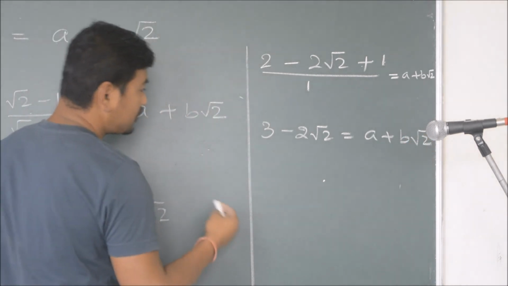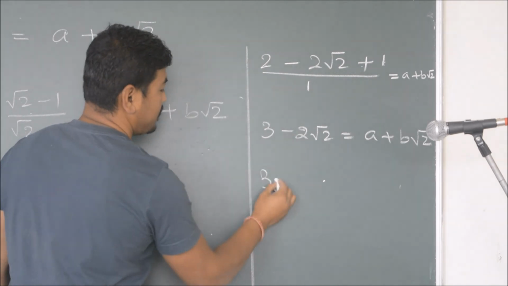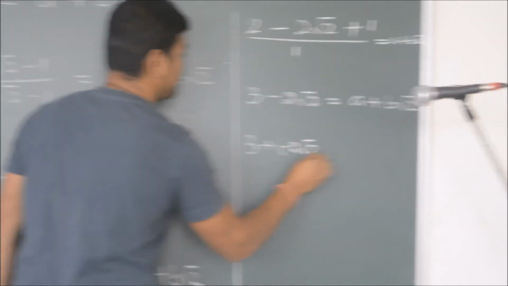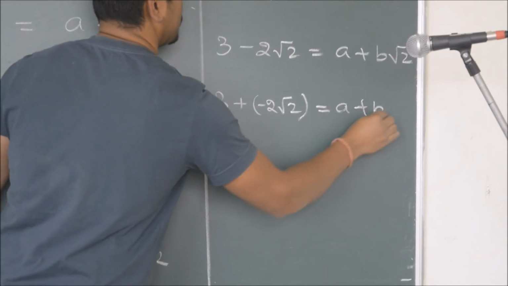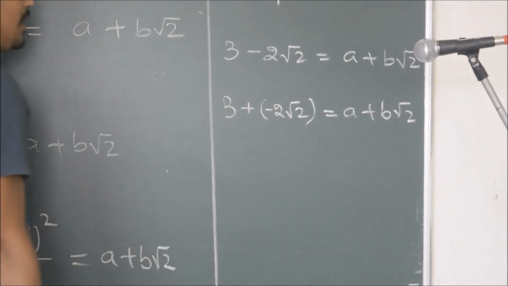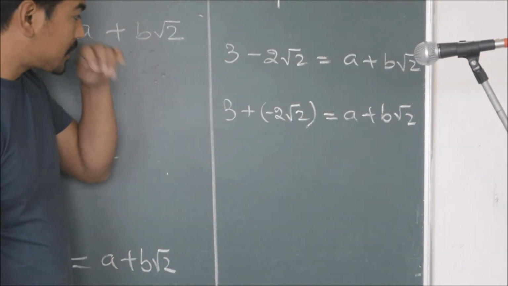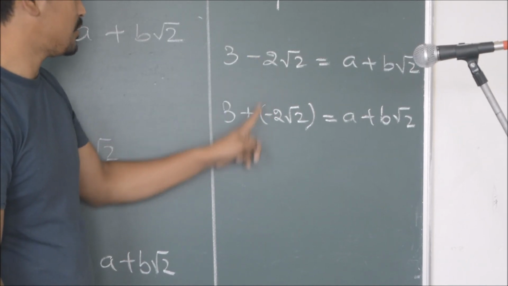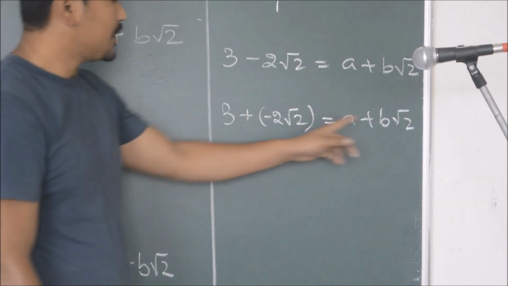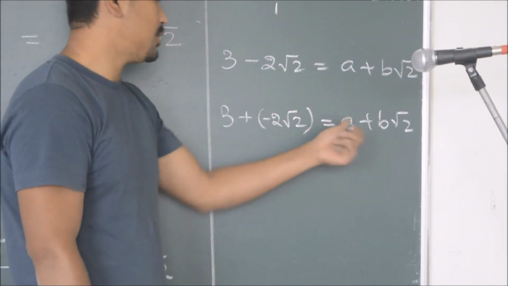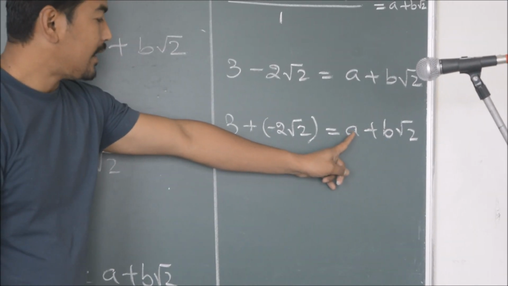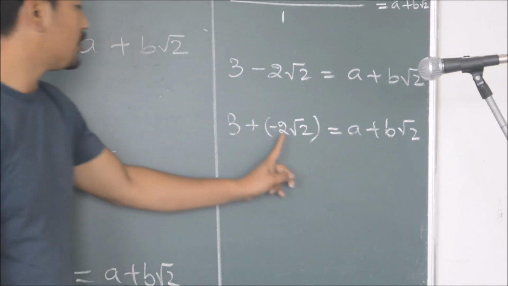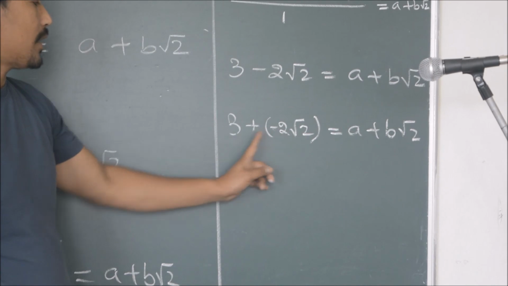Now, so we'll write like this, plus then minus 2 root 2 equals a plus b root 2. So here I have done a little adjustment. So I am going to write here plus, because plus into minus will give you minus. So it doesn't make any difference. So if you compare the left hand side and right hand side of this equation, it is clearly seen that a must be equal to 3 and b must be equal to minus 2. So actually this will be your answer.